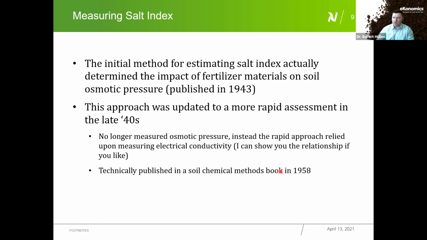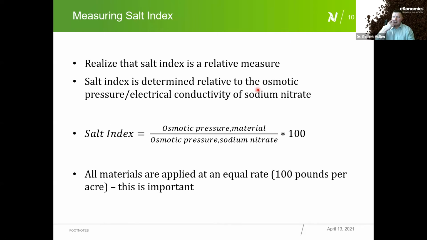It was published in the Soil Chemical Methods book in 1958, but it sort of displaced this osmotic pressure approach. Now, the one thing you have to realize about salt index is it is a relative measure. All of the fertilizer materials that we report salt index for are relative to the standard that was established in the 40s, which is sodium nitrate, which actually makes the math a little bit easier, to be honest with you, when you're comparing various fertilizer materials or when you're making an attempt to calculate what the salt index is for a blended product.